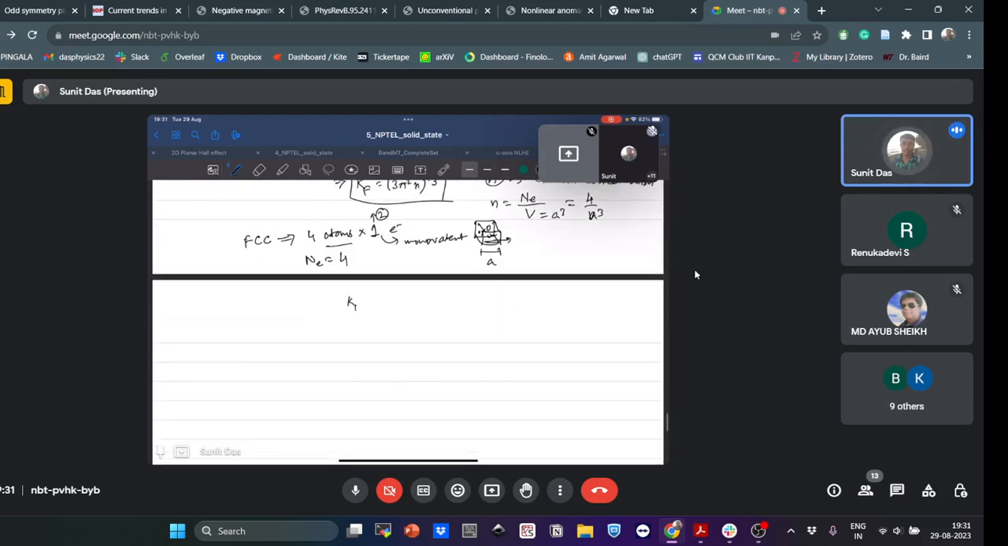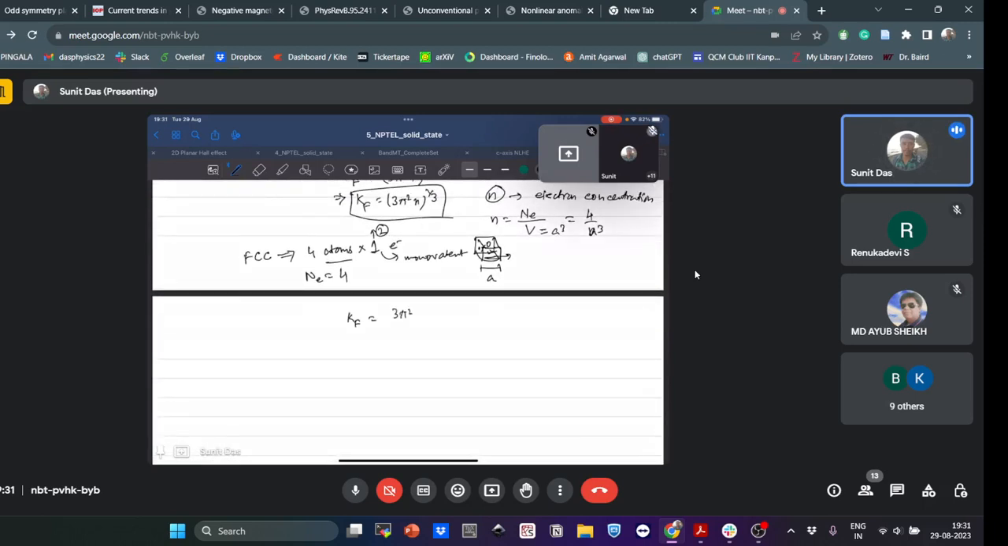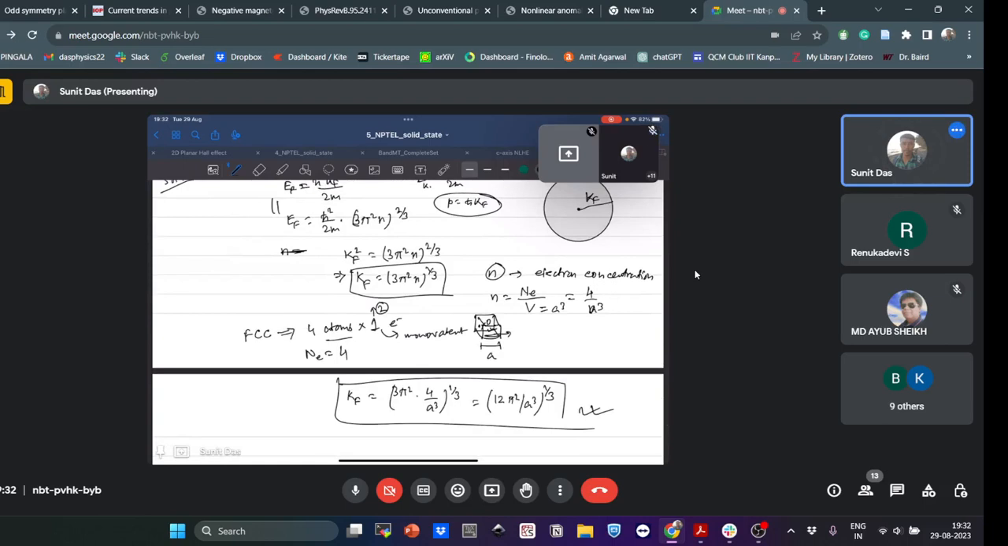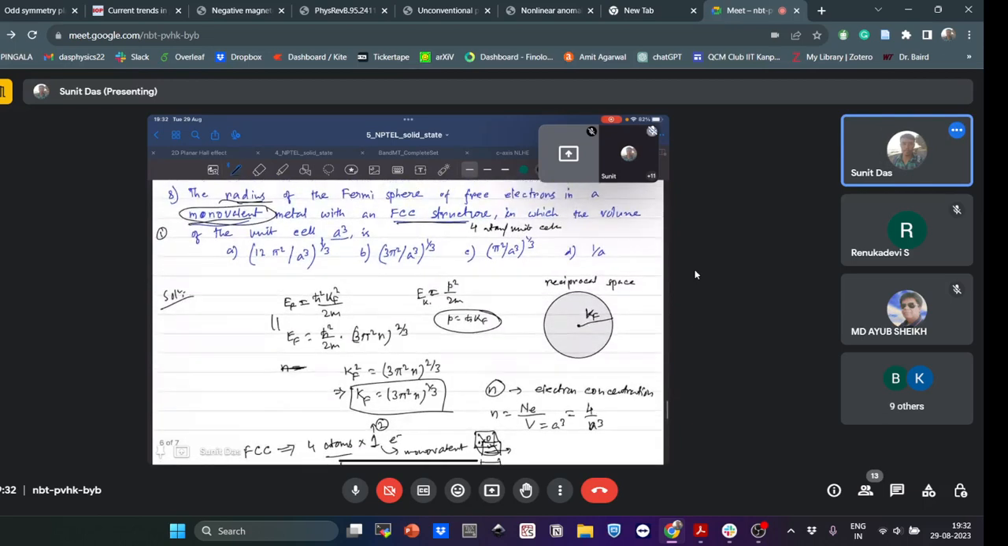So then kF becomes (3π² times 4 by a cube) to the power 1/3. So this is the radius of the Fermi surface. Okay, so the radius is also related to the electron concentration. Okay, so next problem.